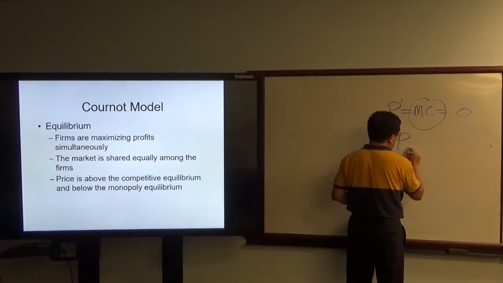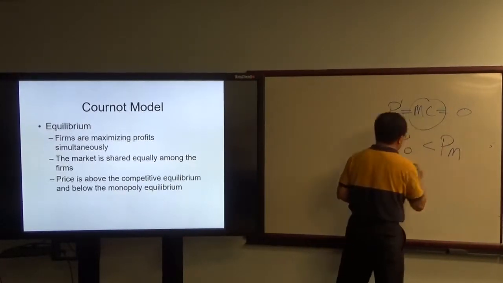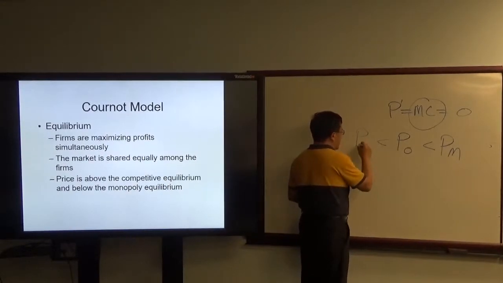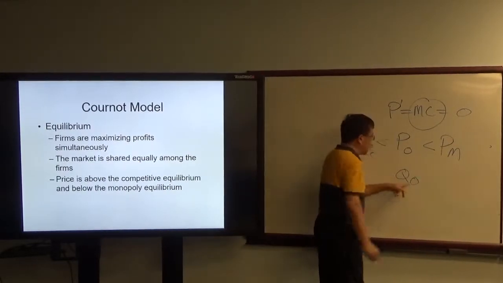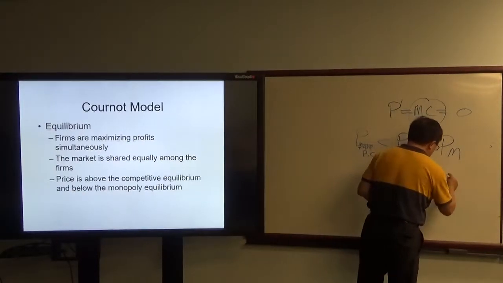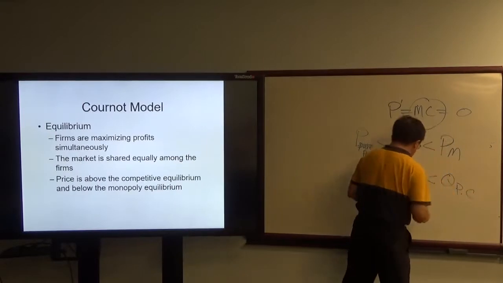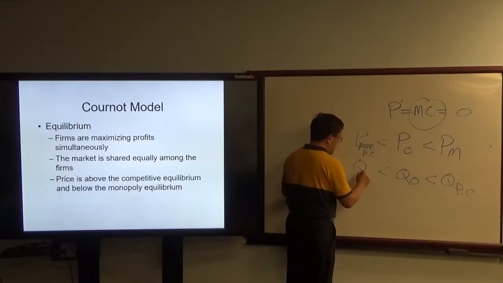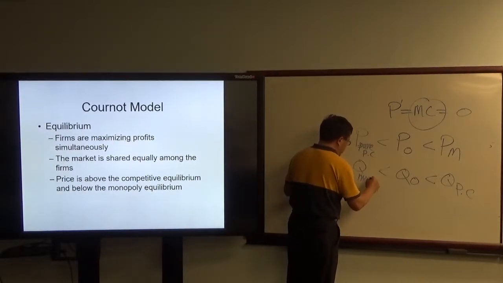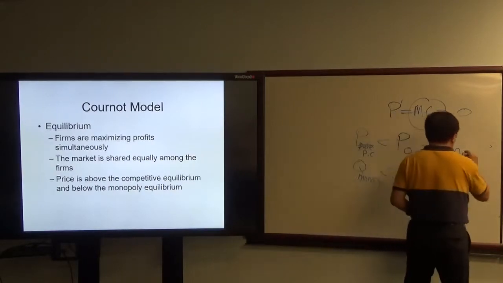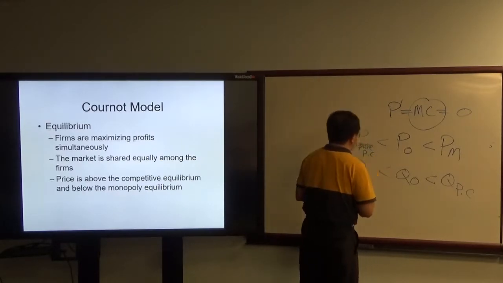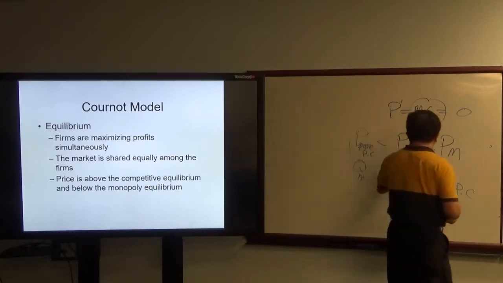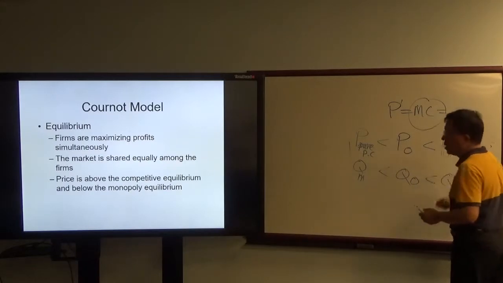So usually this is the case. The price of oligopoly is less than the price charged by the monopoly, but greater than the price charged by the purely competitive market. But how about the quantity? The quantity produced by oligopoly will be less than the quantity produced in the purely competitive market, but greater than the quantity produced by the monopoly. So that's again here. So that's the basic idea: the oligopoly market is in between pure competition and monopoly.